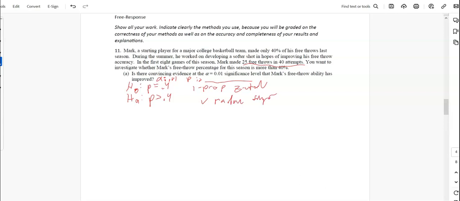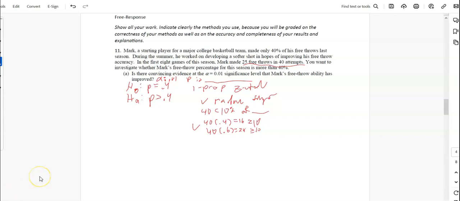Less than 10%. So 40 is less than 10% of all free throws throughout the season. The np and nq, so this is going to be 40 times, we know p is 0.4, so 0.4. We hope that is greater than or equal to 10. And then 40 times 1 minus 0.4, or 0.6, we hope that is greater than or equal to 10. So that's 16 and this is maybe 24. So those are both greater than or equal to 10, so it passes all the conditions.